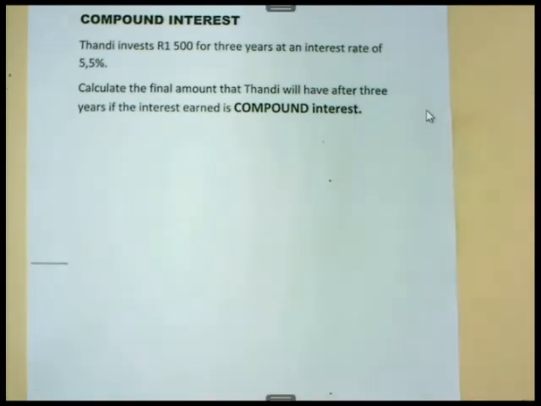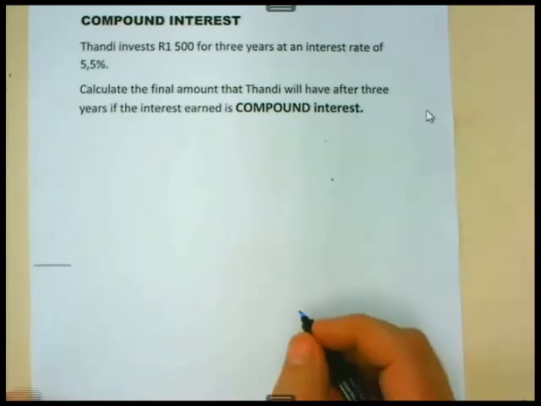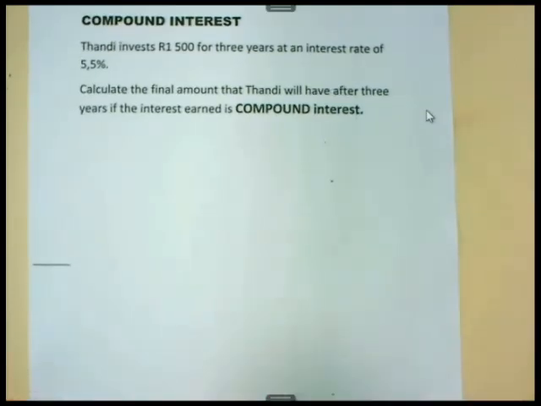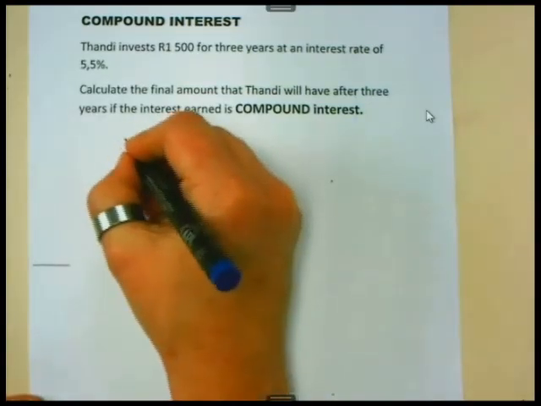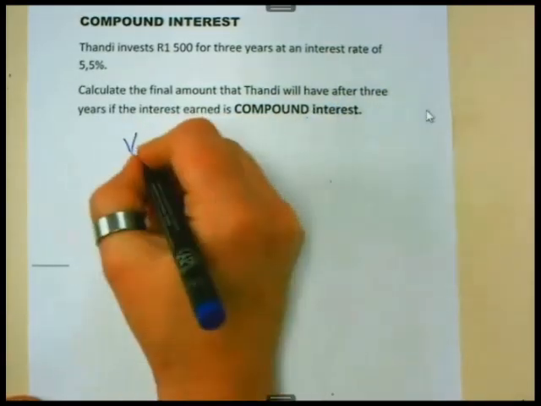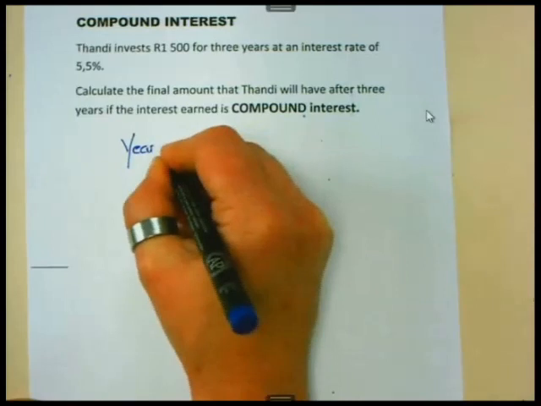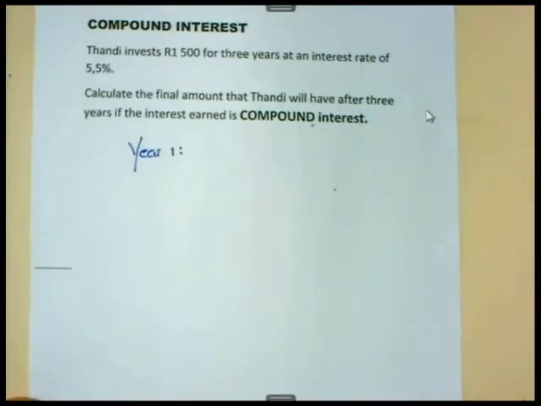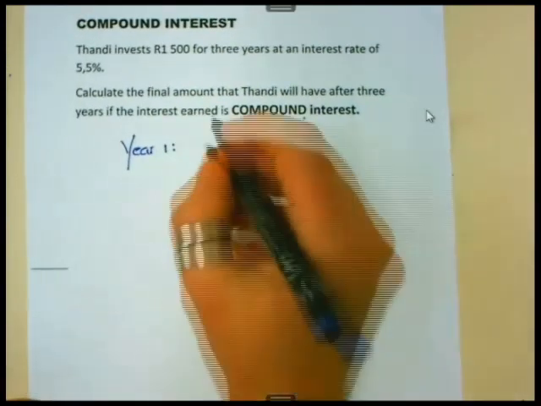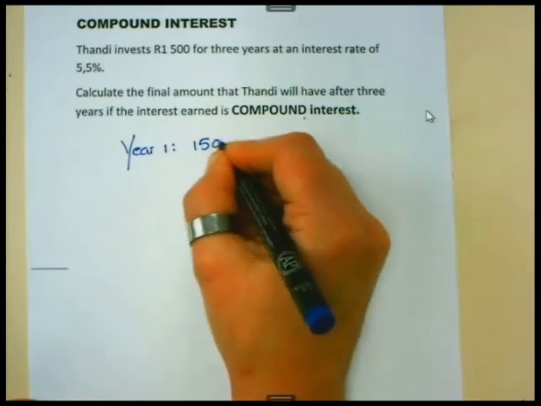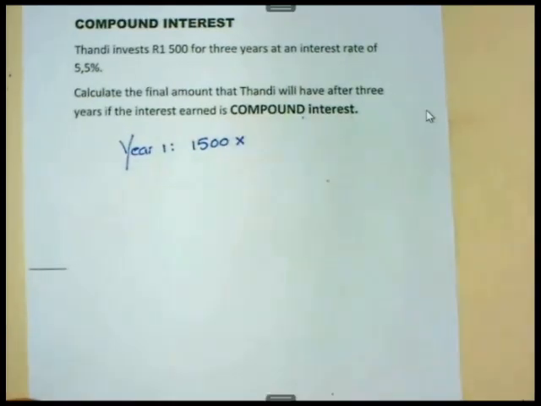Let us now look at what will happen if our interest was calculated as compound interest. Again, we have the situation where Tandi has the 1,500 Rand and she wants to invest it for 3 years at an interest rate of 5.5%. Now if we have compound interest, we are going to make use of the following way to calculate our interest. The first year, we're going to do just the same as for simple interest.